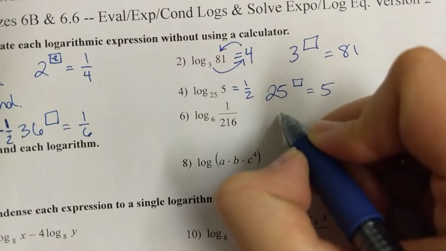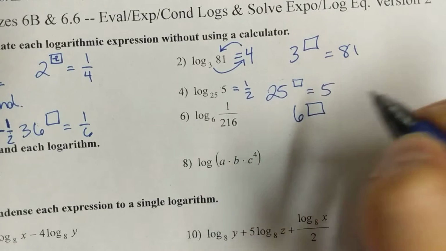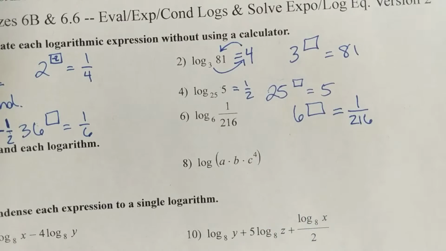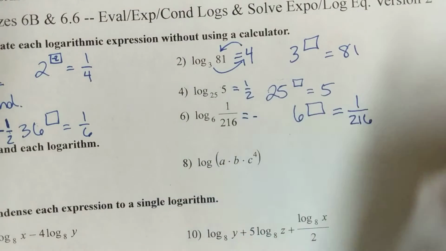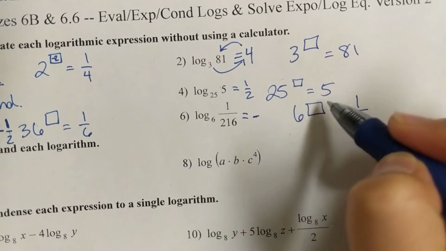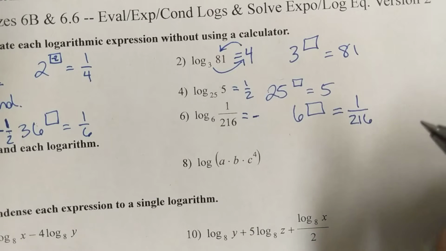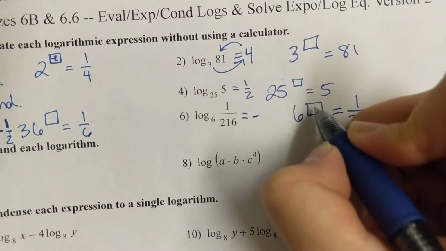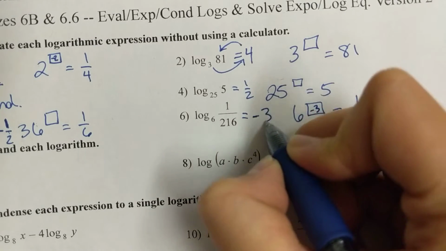All right, 6 to the power of something is 1 over 216. I know that my answer is negative because I'm going from non-fraction to fraction. 6 squared is 36, so 6 cubed is 216. And that's a negative 3.